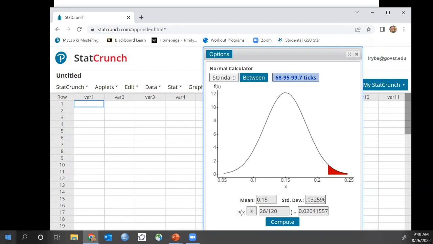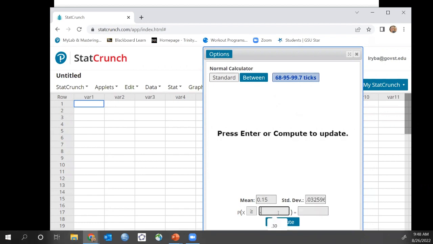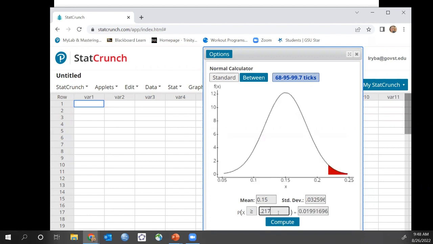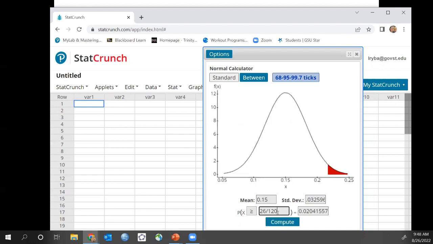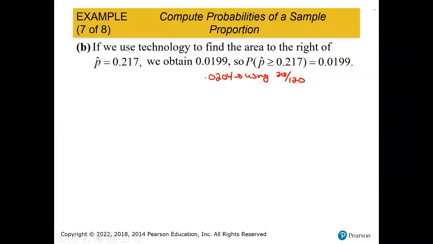Yeah, so 26 out of 120 is a repeating decimal here. It's 0.216666 repeating. So they rounded to 0.217, which is why if you do this, you're going to get a slightly different answer than if you use the original form of 26 out of 120. This one's going to be slightly more accurate because it didn't round the decimal here. I usually default to this method, but either one is going to be okay.